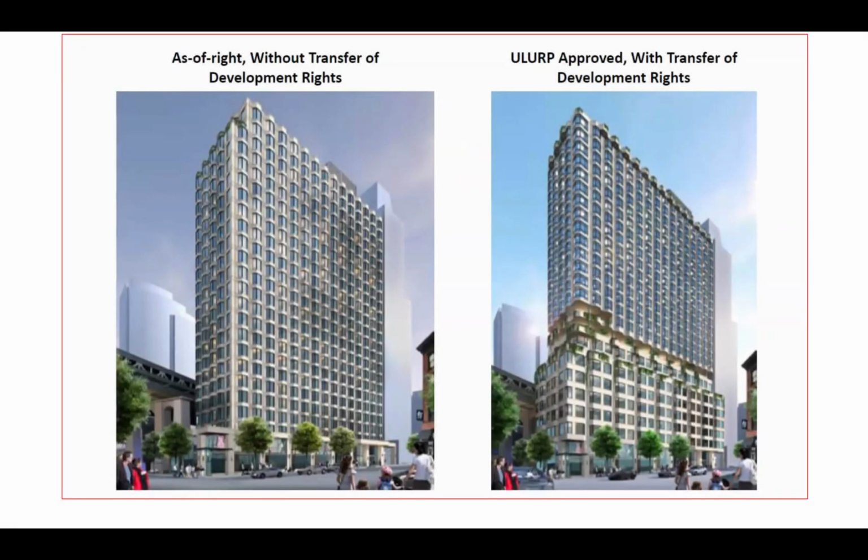This is an image circulated by the Rabsky group showing the as-of-right development on the left and the ULURP approved development on the right. Now for simplicity, we're going to call the as-of-right development as-of-right and the ULURP approved development with the transfer of air rights just ULURP.